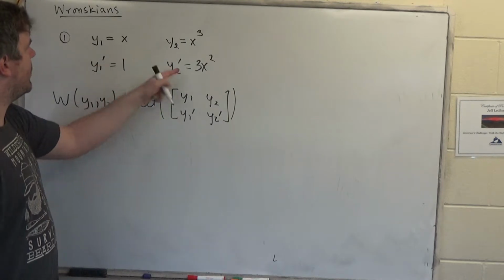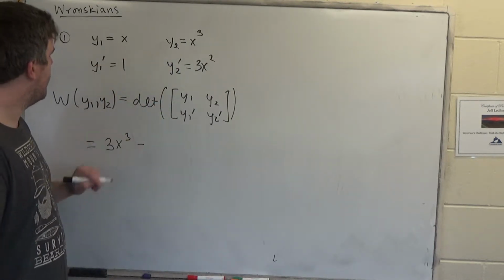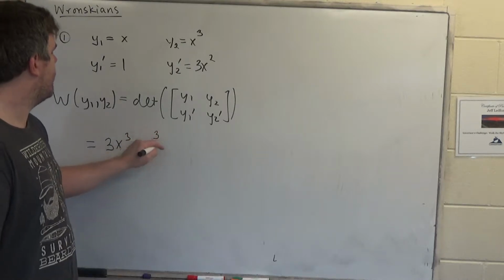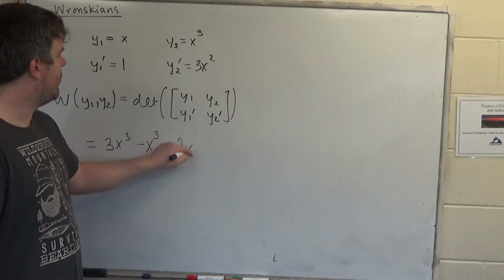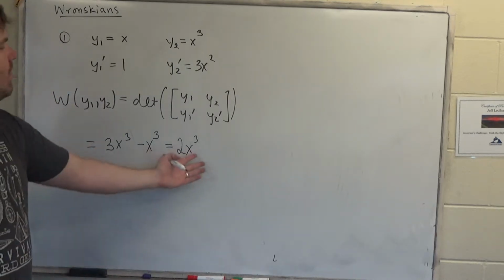So in this case, we can just multiply. We're going to get 3x cubed minus x cubed, which is 2x cubed. So our Wronskian is 2x cubed.